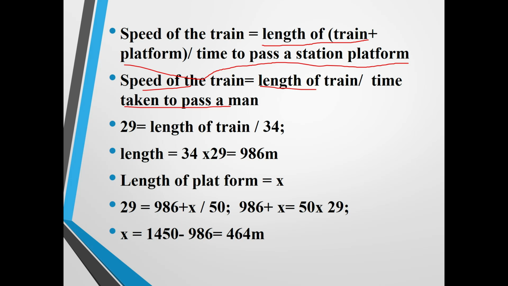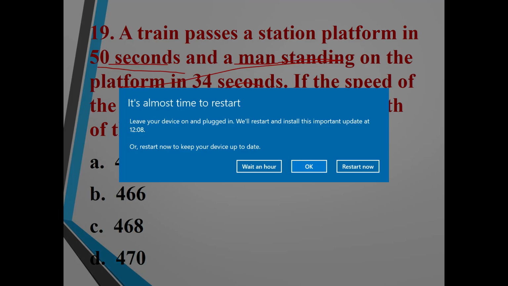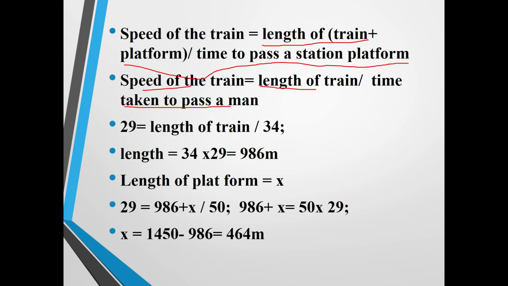So first, the speed of the train when it is passing a man. In the question it is said that the speed of the train is 29 meter per second and it takes 34 seconds to pass a man who is standing on the platform. So 29 is equal to length of the train by 34, and while solving we get the length of the train as 986 meter.